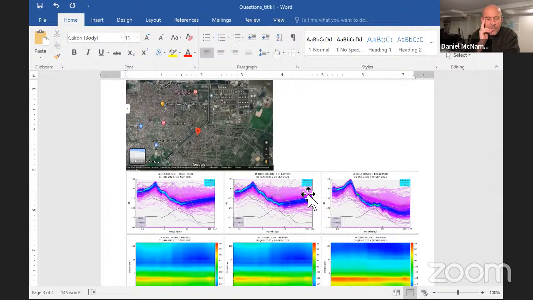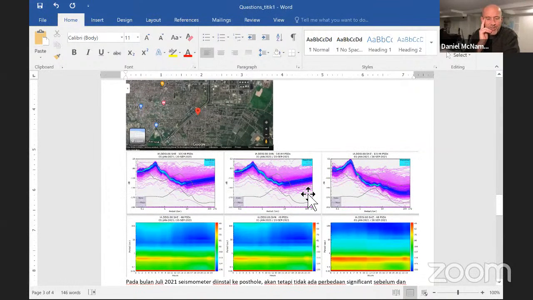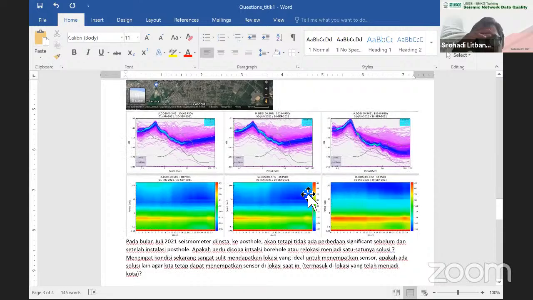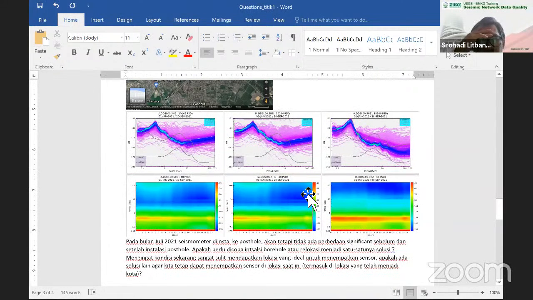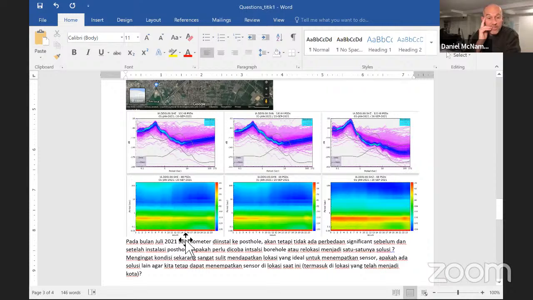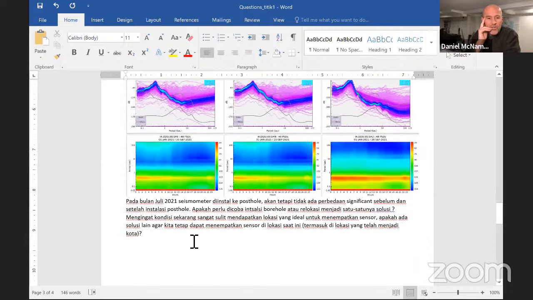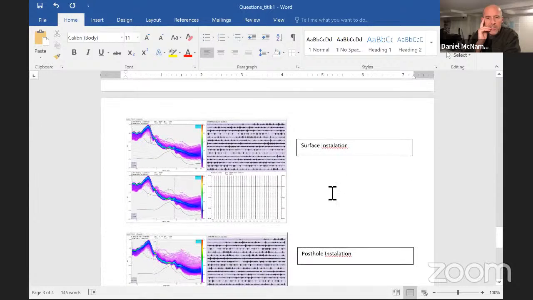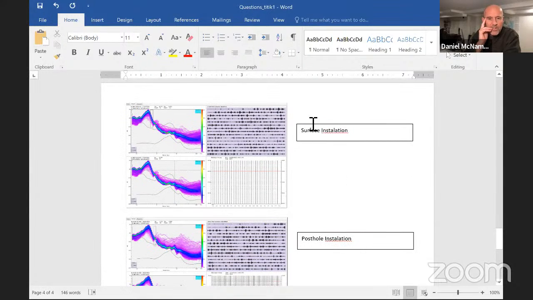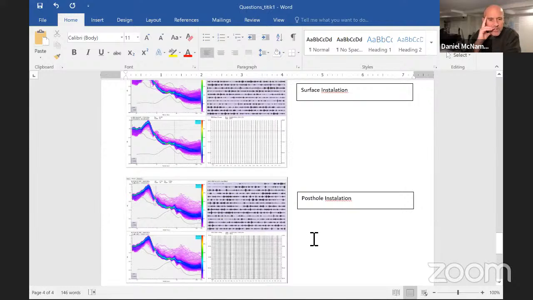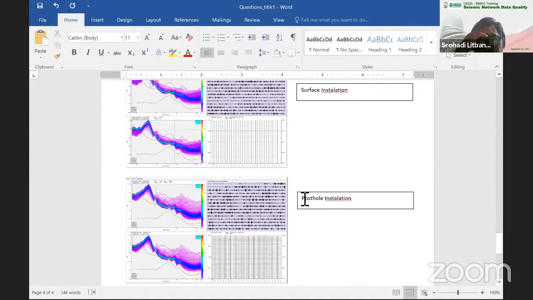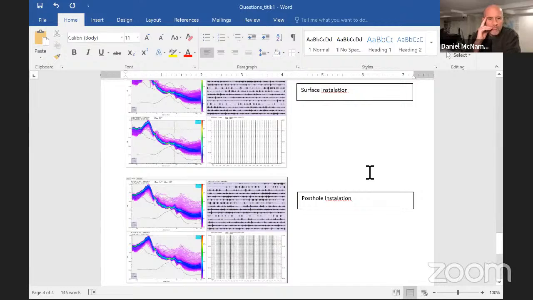Oh, wow, you know how to do this already. You didn't need me. Look at that. That's great. And after borehole installation, still high noise. This is a borehole? Wow. That doesn't make much sense at all. That's very high noise. Berapa meter, Mbak Titi, posolnya? How deep is the post hole?